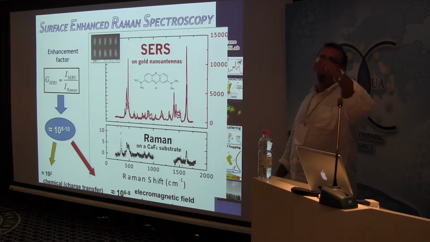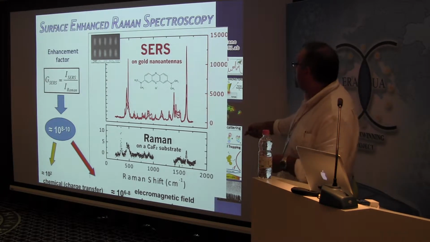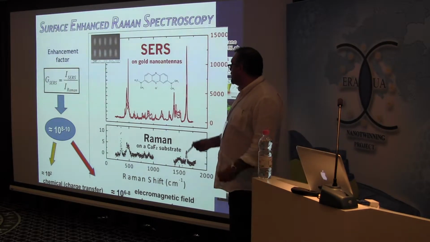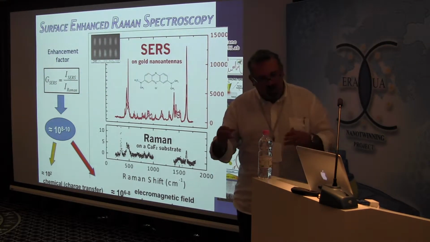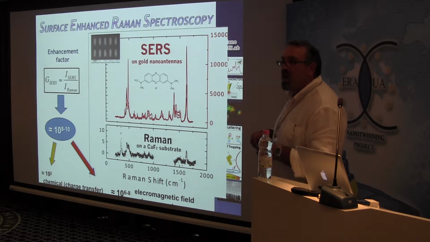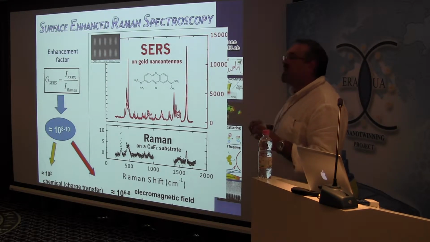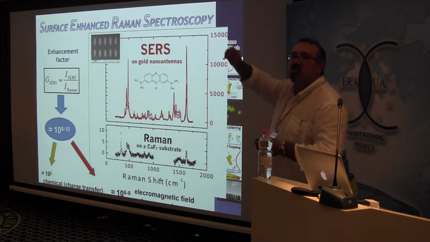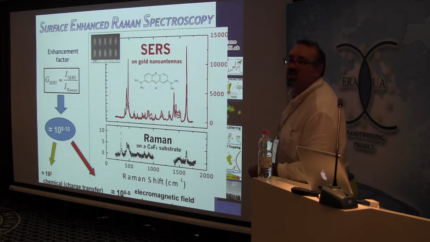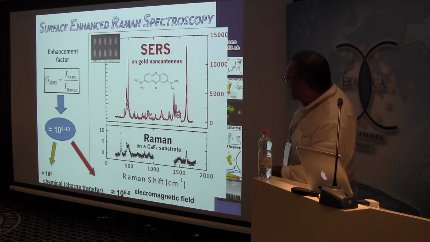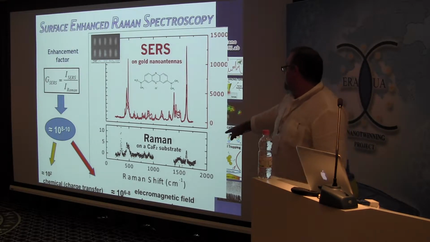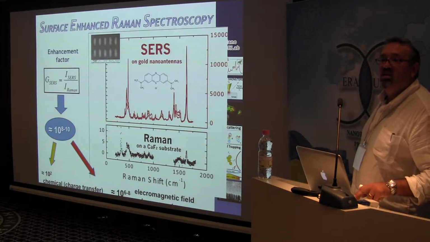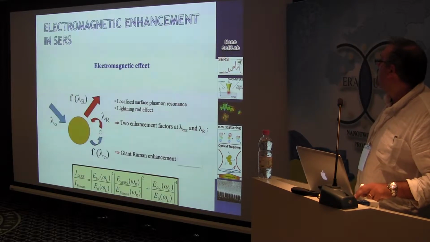There has been a strong debate, and there is still a strong debate on these numbers, out of which 2 orders of magnitude are typically assumed to be due to the so-called chemical effect, in the sense that you have charge transfer between the molecule and the nanoparticles, and these create resonant states that can be excited, and so it provides some resonant effect. On the other side, all the rest, 6 to 8 orders of magnitude, are due to the electromagnetic effect, so to this localized surface plasmon resonance.